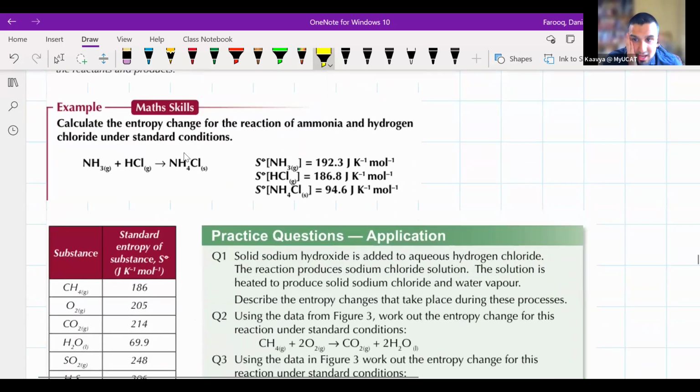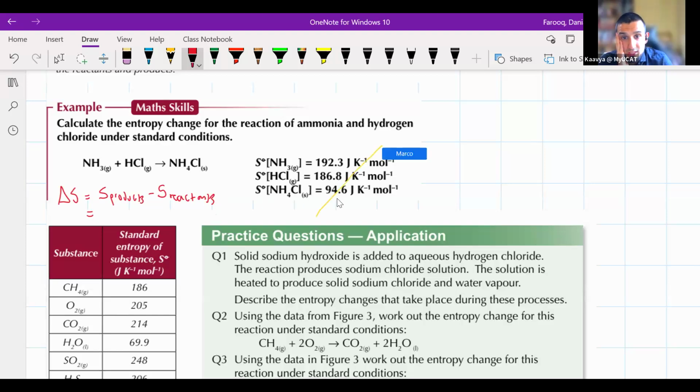So yeah, this is fairly straightforward. If you want the entropy change for this, then we would just do the delta S, which will equal S products minus the S reactants, okay? So that would be 94.6.